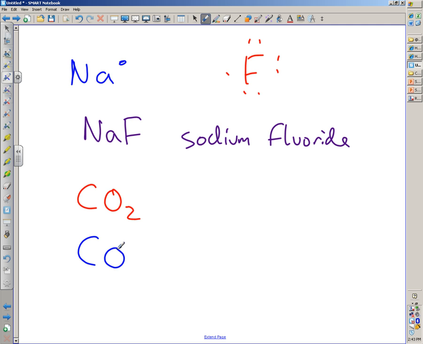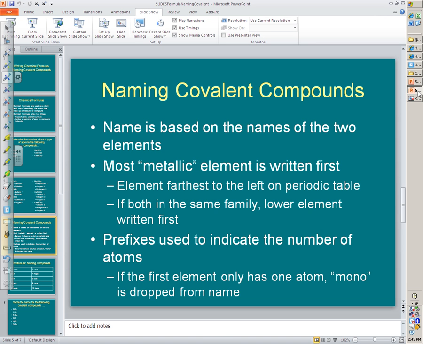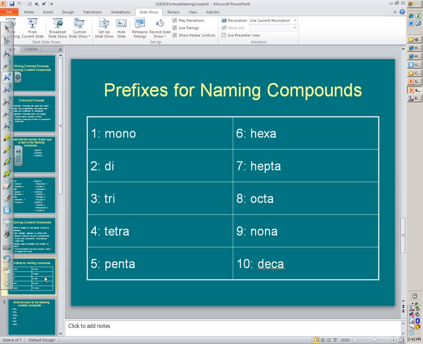Some nonmetals have the ability to form more than one compound that contains the same atoms, but in a different ratio. And because they're in a different ratio, they have different properties. That's why we have to use the naming system that lets us know how many of the different types of atoms are there. You guys have this chart in your outline, correct?